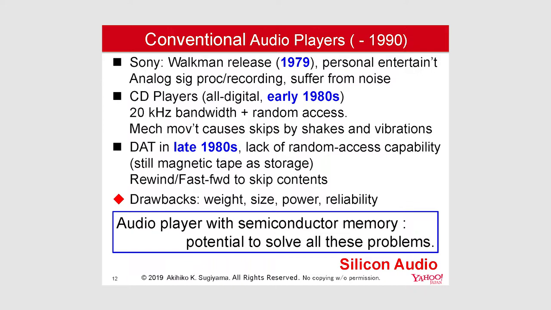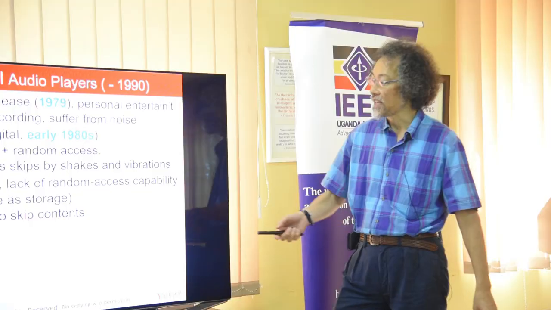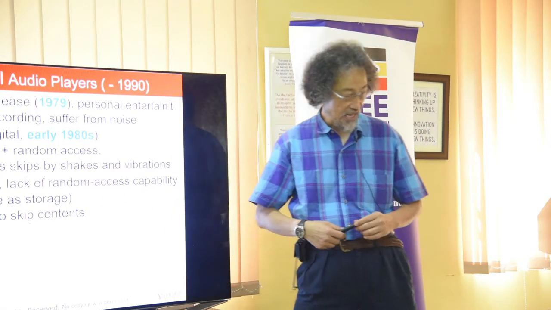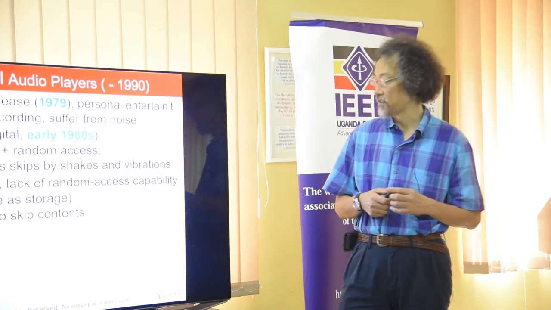However, there was a mechanical movement in it, so there was something turning around, like a motor. And if there was any shake or vibration given to this system from outside, and then it will cause skip of the signal. That was the drawback. And then late 80s, there was a DAT, or a digital audio tape system.